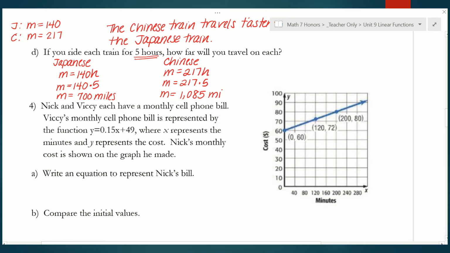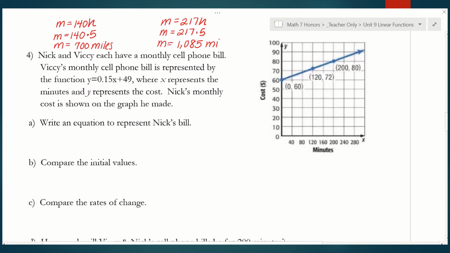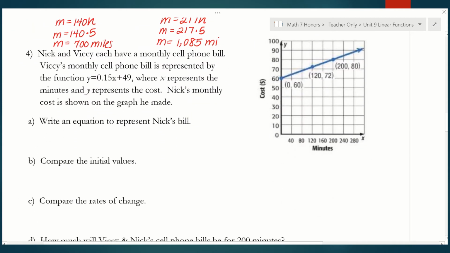Okay. All right, number 4. Nick and Vicky each have a monthly cell phone bill. Vicky's monthly cell phone bill is represented by the function y equals 0.15x plus 49, where x represents the minutes and y represents the cost. Nick's monthly cost is shown on the graph he made. Okay, so we have two different people here comparing their monthly cell phone bill.